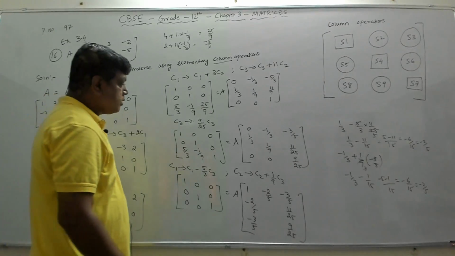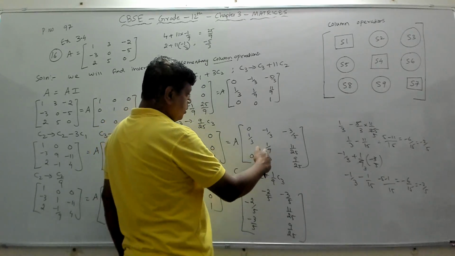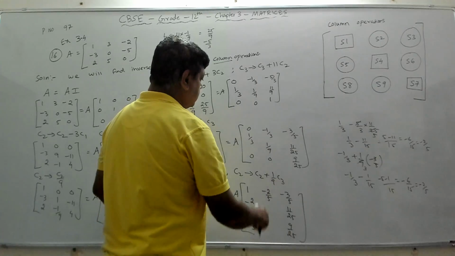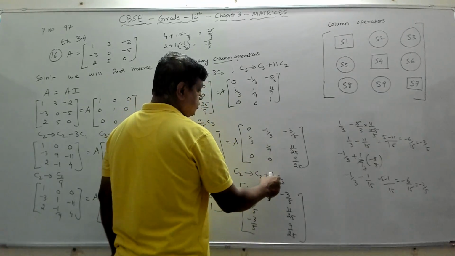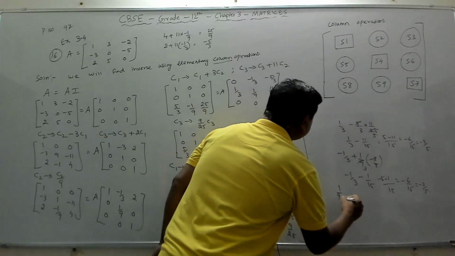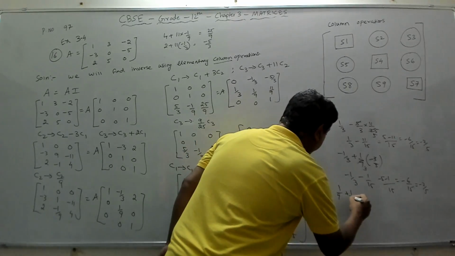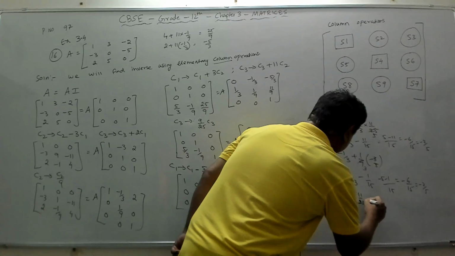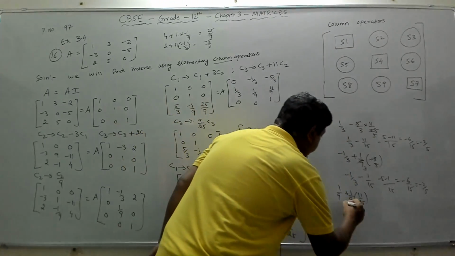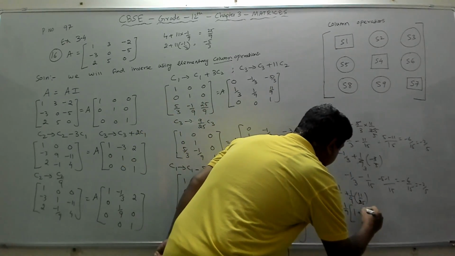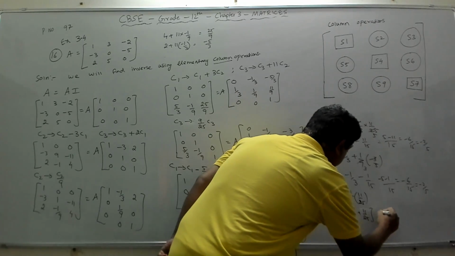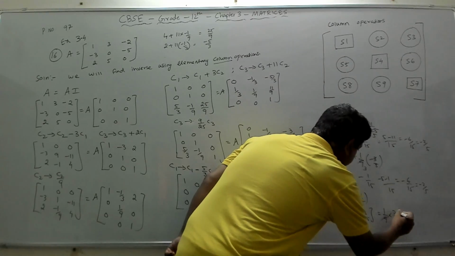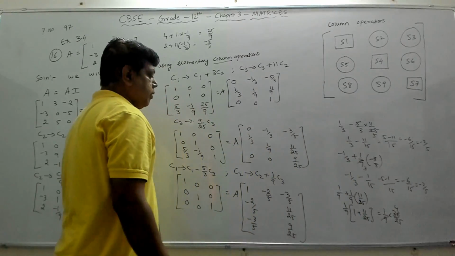Then the next one is C2: 1 by 9 plus 1 by 9 of 11 by 25. If I take 1 by 9 common, I'll get 1 plus 11 by 25. So I'll get 1 by 9 into 36 by 25. If I cancel, I'll get 4 by 25.